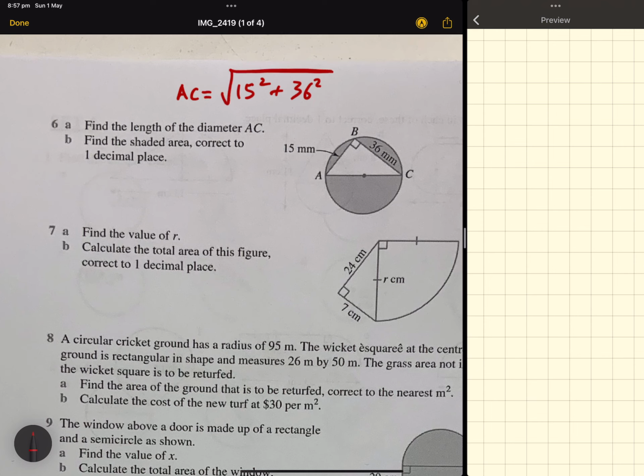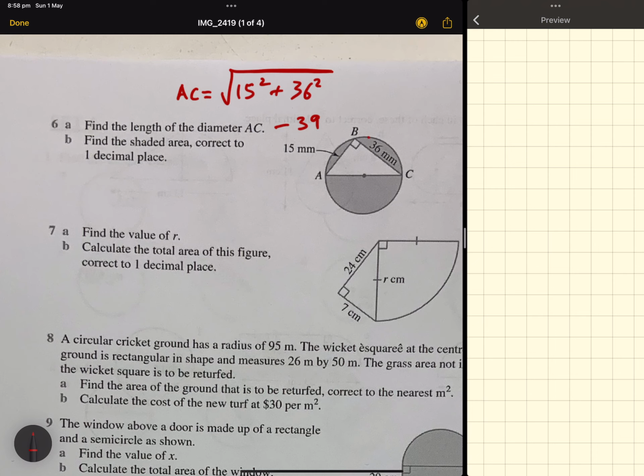So put that straight into your calculator and you will get, I believe it's 39, but I'll just double check with my calculator here. The square root of 15 squared plus 36 squared is 39, yes. So to find that length, it'll be 39. Find the shaded area correct to 1 decimal place.